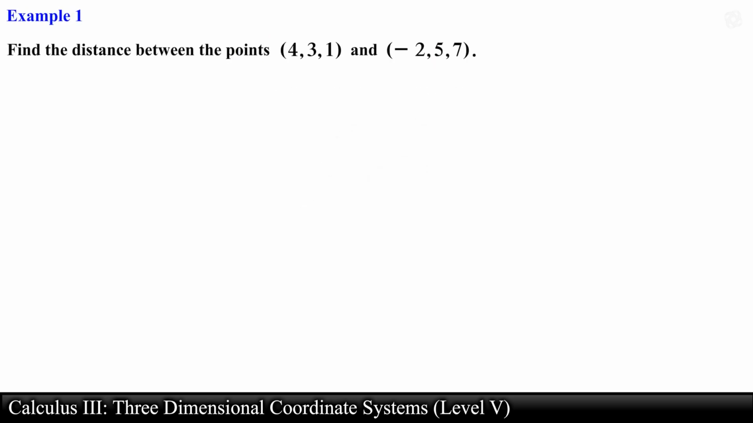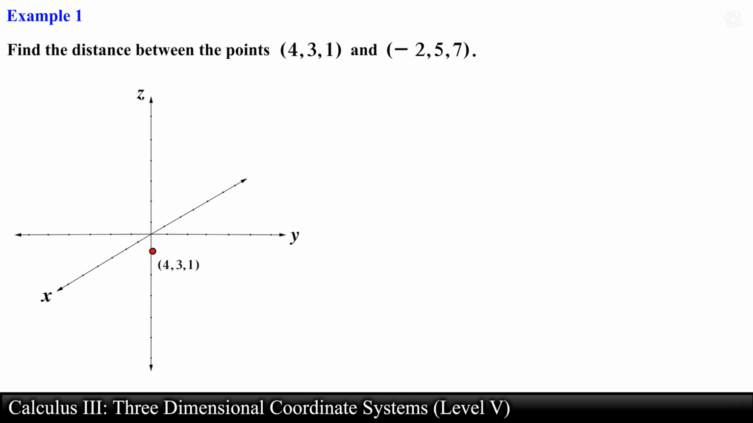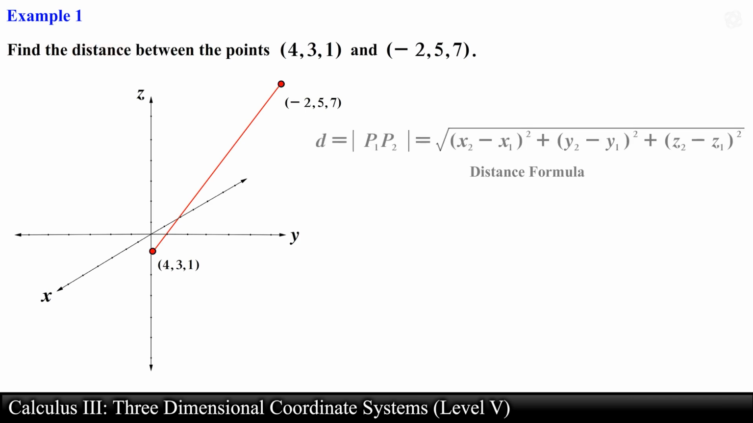Find the distance between the points (4, 3, 1) and (-2, 5, 7). Notice that these are the same points from the midpoint example from the previous video. Let's go ahead and use the same graph that we used from that video. The first point will be located here, and the second point will be located here. This time around, the problem is asking for the distance between these two endpoints. In other words, the length of the line segment connecting these 2 points. It's just a matter of using the distance formula.